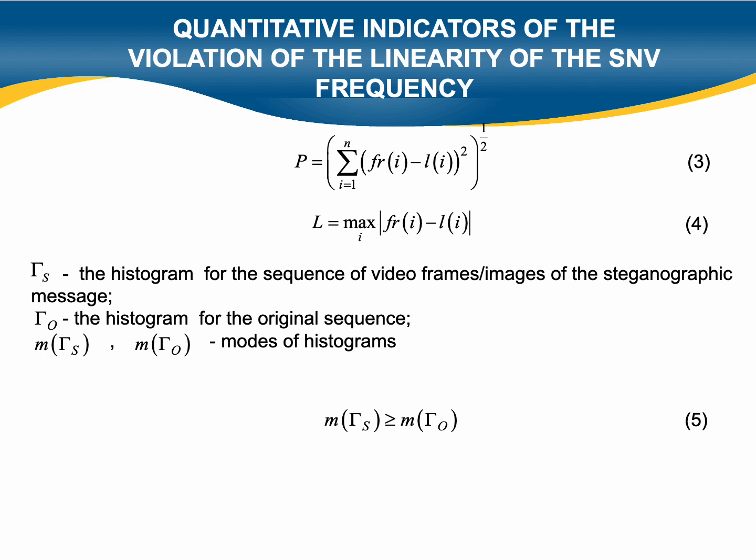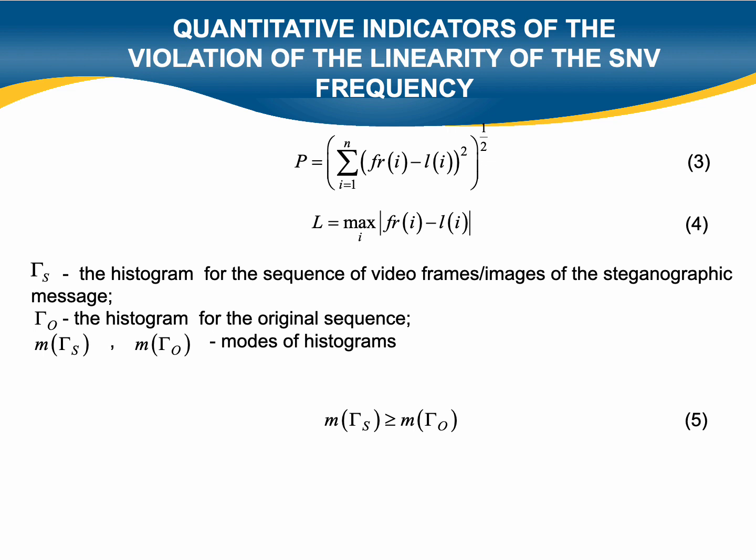The histograms of L values obtained for individual video frames or individual images of a sequence can be used to get such information. The histograms of L values for the container, the original in lossless format, sequence of video frames or images, and for the steganographic message, a non-original sequence, which is the result of the embedding of additional information into a container, will qualitatively differ from each other.